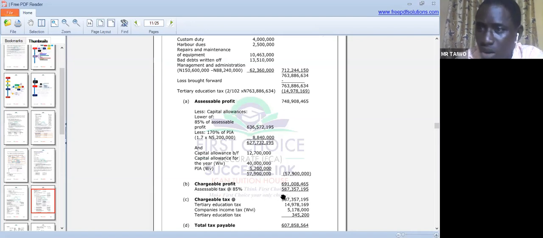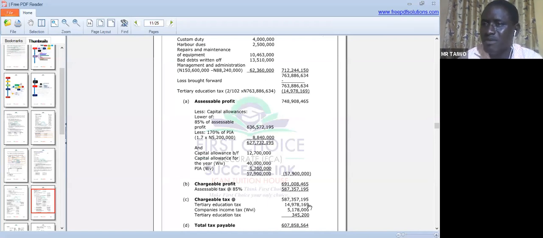But if there is none, I hope you're getting me, then your assessable tax should be equal to your chargeable tax. Now, if that is the chargeable tax, then what's the tertiary education tax? We computed our tertiary education tax here to be 14,978,169. You just bring it here.